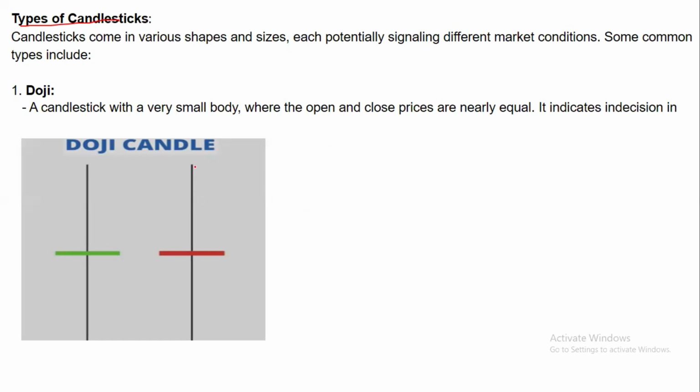Where it occurs in the market, it gives a signal of indecision, where there is no decision between the buyers and the sellers. Sometimes the doji candle might occur where the market wants to reverse its trend. So that's an example of one type of candlestick. Let's go to the next one.